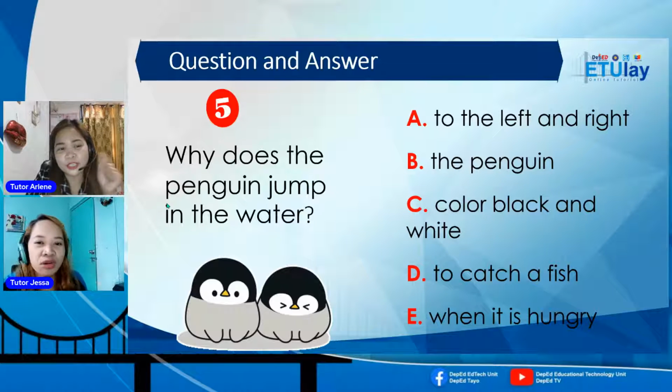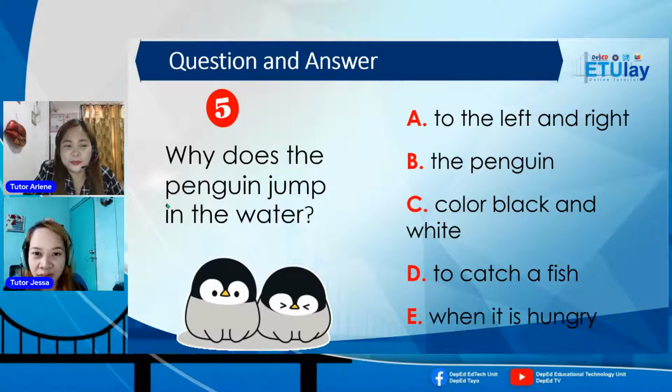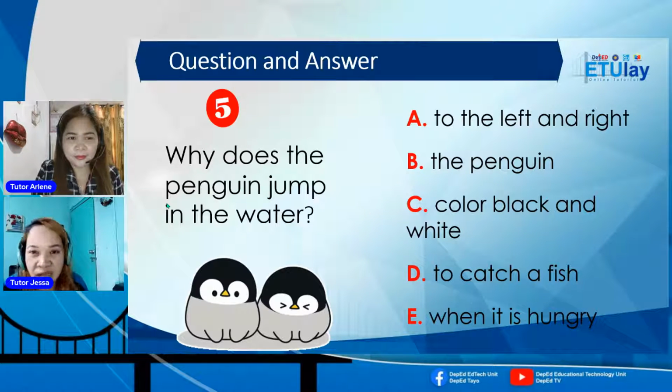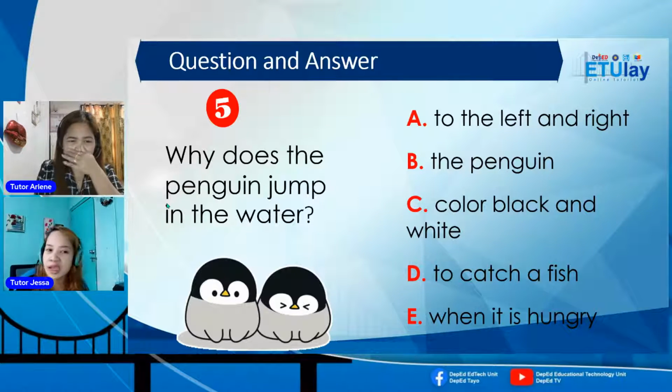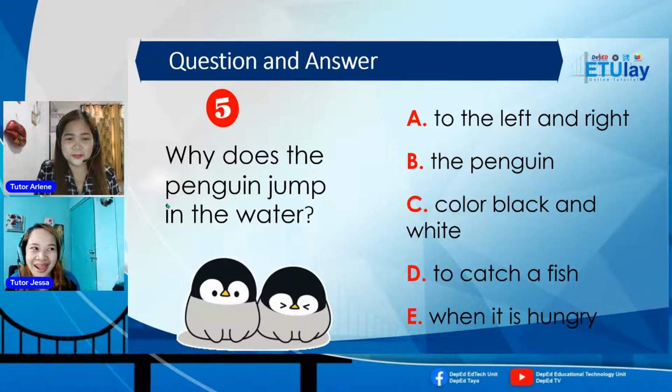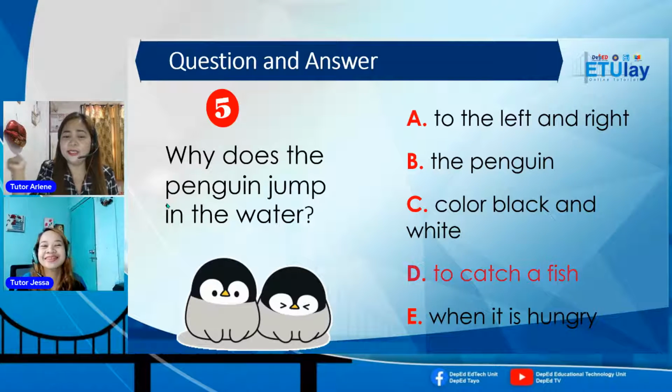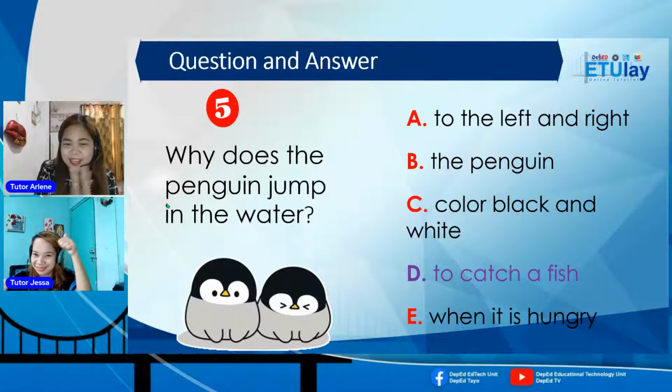Meron na bang sumagot dyan, Tutor Jessa? Yes, from Rita and Chase Haven, Chris Ivo and Aliyah and Rain Freya and Matthew, Ainsley, Chanela, they all answered letter D. Tutor Arlene, are they correct? Okay, the correct answer is letter D, to catch a fish. Good job, kids! Yay! Ang gagaling naman.